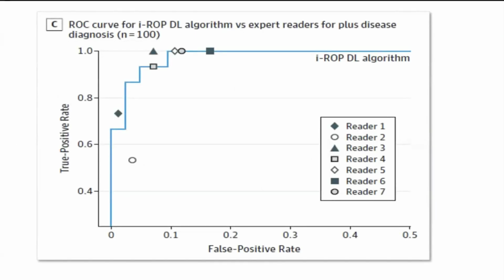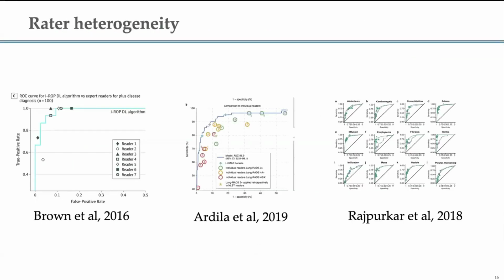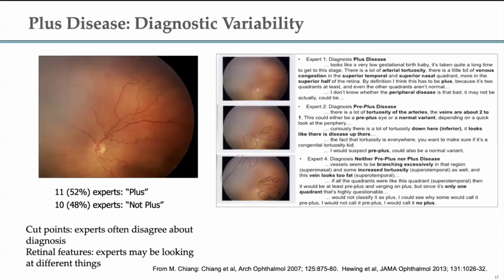Going back a bit to the ROC curve issue, as mentioned, we can see that different people lie on different parts of the curve. And this is very, very common. If you look at pretty much any publication where they've had multiple raters, you'll see the same sort of phenomenon. People are very different in how they treat diseases. And this is especially true for diseases that lie on a spectrum. So there's a lot of diagnostic variability.